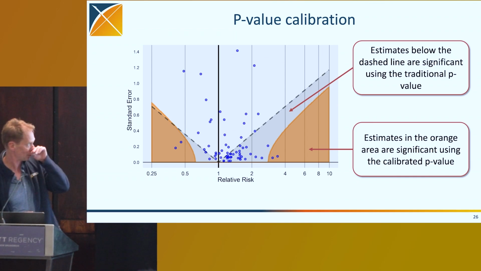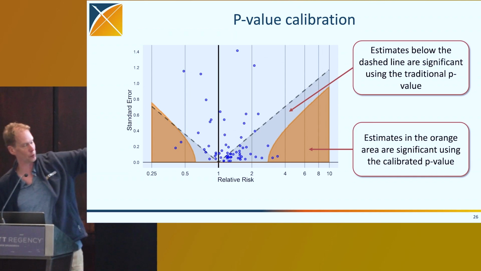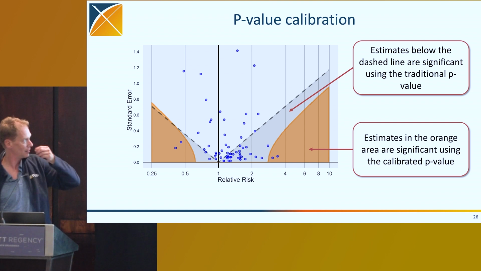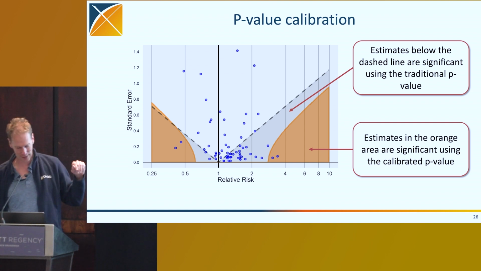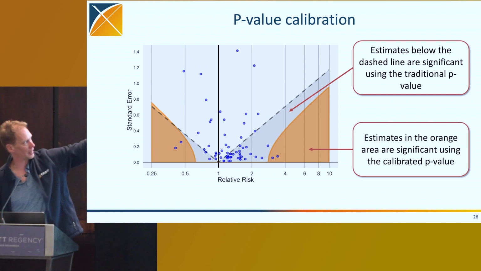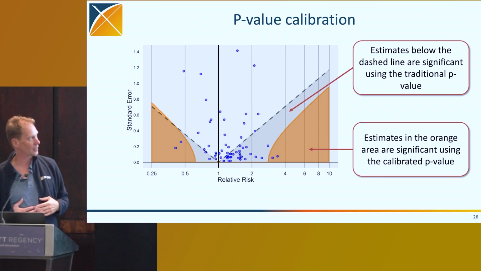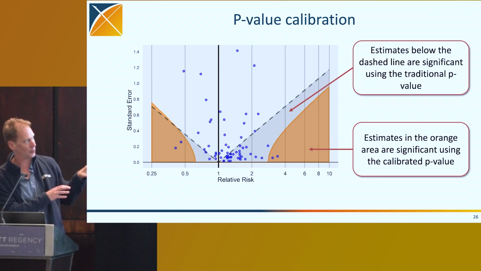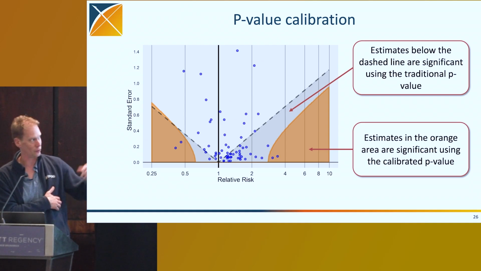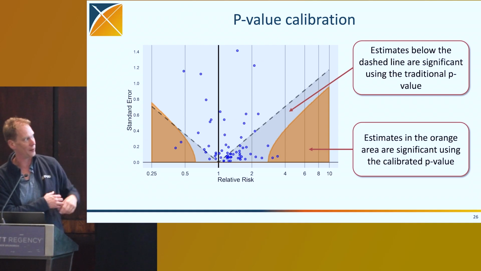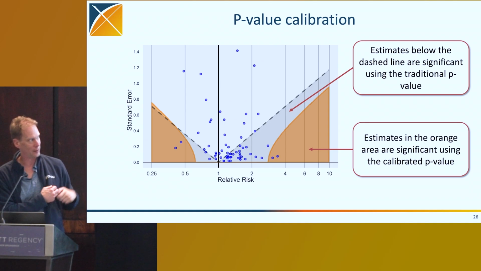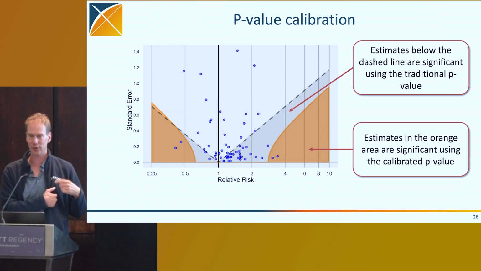And Tara also showed this plot, but just to show it again, here the blue dots are all the negative controls. Anything that falls below the dashed line is statistically significant using the traditional p-value. And then what the p-value calibration does, based on these negative controls, is it defines this orange area, and only things in that orange area are statistically significant using the calibrated p-value.